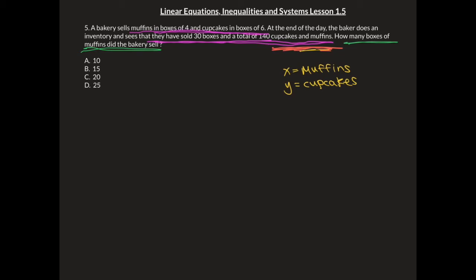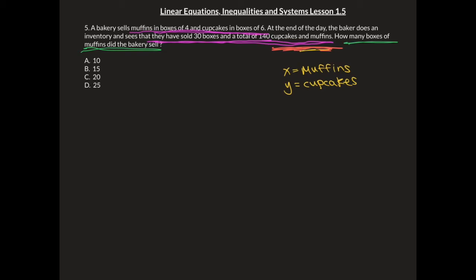So let's start with the first part. They have sold 30 boxes. So 30 boxes, it's not saying this is the amount of cupcakes it sold. It's just per box. So you don't have to account for the amount of muffins or the amount of cupcakes in the boxes. It's just that muffins are counted as a box and cupcakes are counted as a box, and they're together.